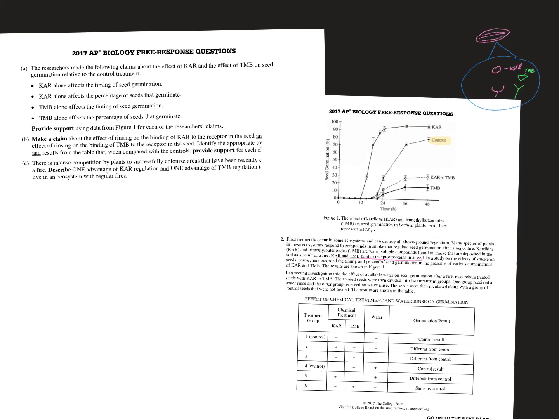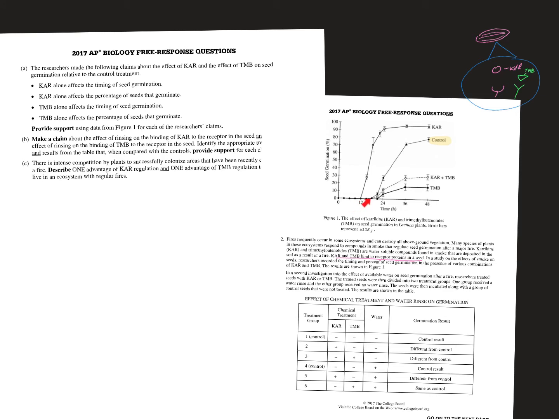Provide support from the data in Figure 1 for each of the researchers' claims. Well, again, what I would say is that, according to the graph, KAR starts to germinate sooner, at 12 hours, rather than the control group, which starts to germinate at what looks to be, let's see, 1, 2, 3, 4. So 4 is every 3 hours.